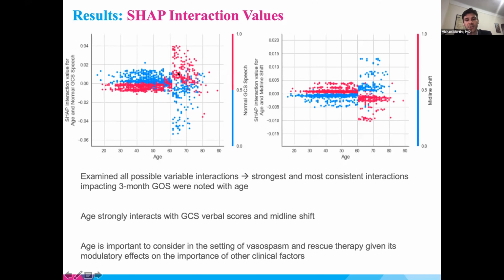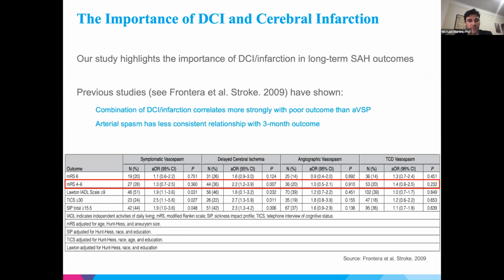Similarly, for the age and midline shift interaction, having a midline shift, also shown in red, resulted in a much worse predicted outcome if the patient was also elderly, compared to if the midline shift was present in a younger patient. This is shown as the red dots trending downward. Together, this all suggests that age is a really important variable to consider, given its modulatory effects on the importance of other clinical factors. But what insights can we glean from this analysis?